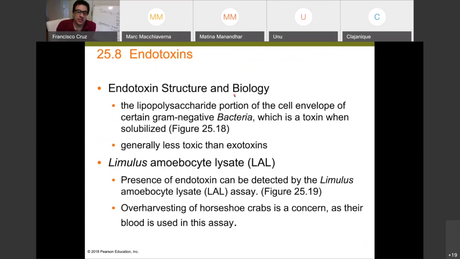And so we talked about this endotoxin structure in biology. The LPS portion of the cell envelope of gram-negative bacteria is the toxin that ends up killing you, the LPS layer. Remember that? This is generally less toxic than exotoxins, but still it's pretty bad. A lot of people suffer toxic shock from these if you allow a lot of cultivation of these bacteria anywhere in your body.